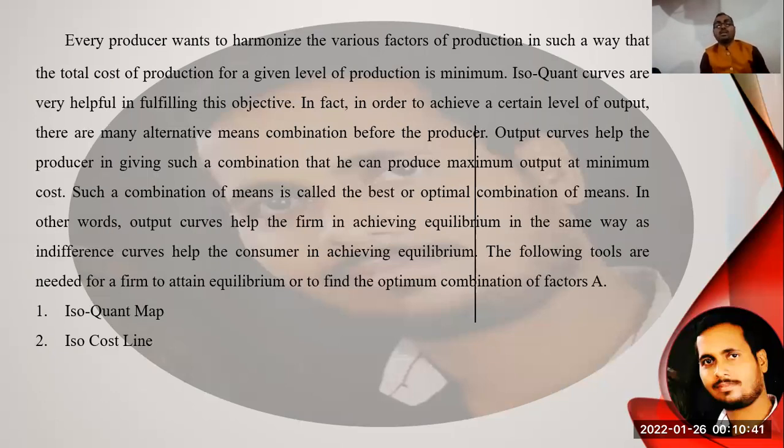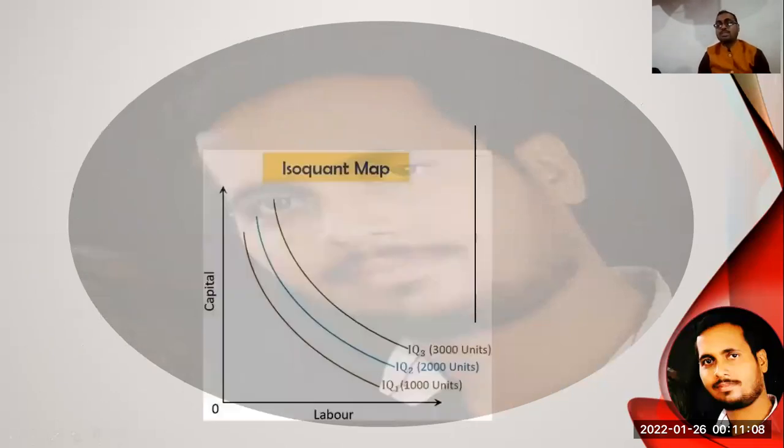The following are needed for a firm to attain equilibrium, or to find the optimum combination of factors. We have to consider two things: the IsoQuant map and the IsoCost line. In our earlier lecture, students, we focused on the IsoQuant map, but here we will take a small brief look at the IsoQuant map, students.